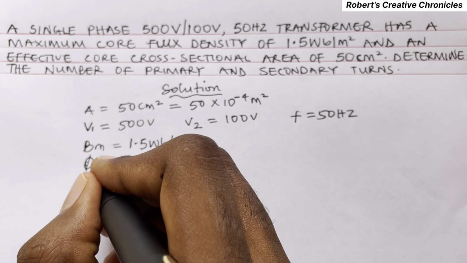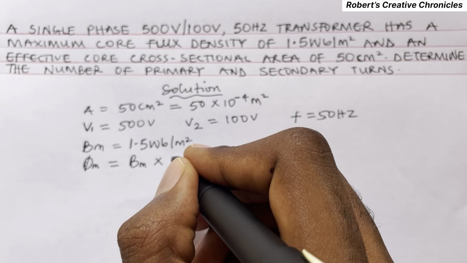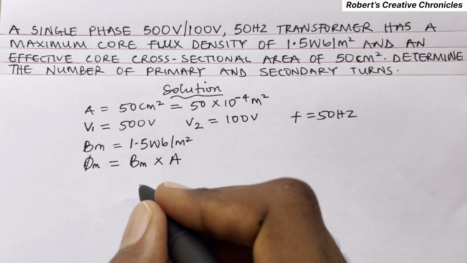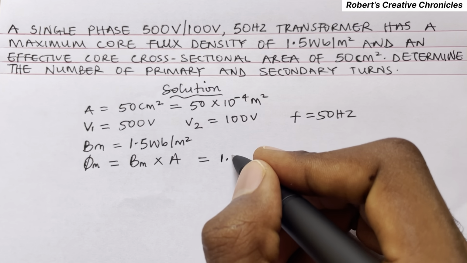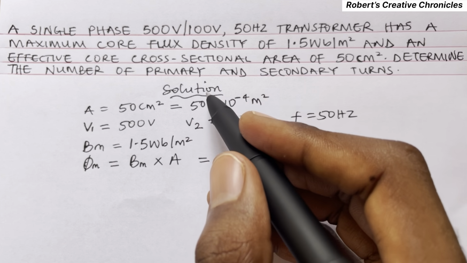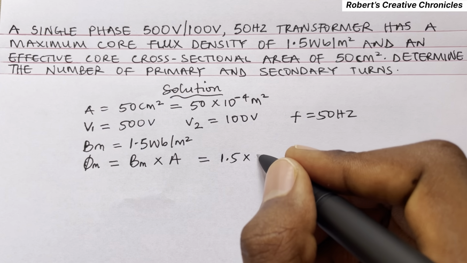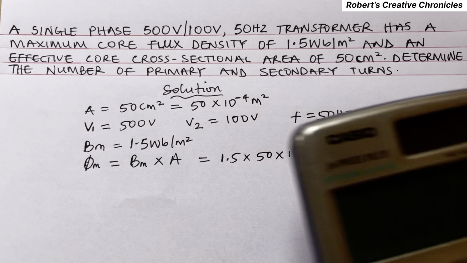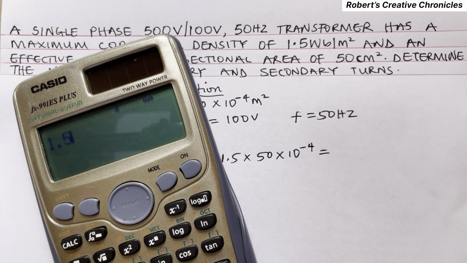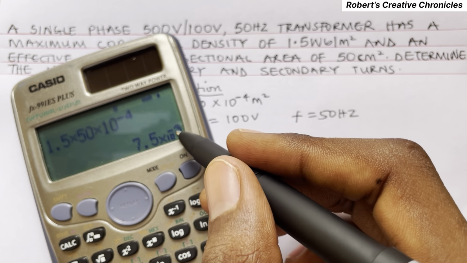So the maximum flux is given by this times the area. So this is 1.5 Weber per meter square times this area in meter square. So that meter square and meter square will cancel. 50 times 10 to the power minus 4. 1.5 times 50 times 10 to the power of minus 4. This is 7.5 times 10 to the power of minus 3.